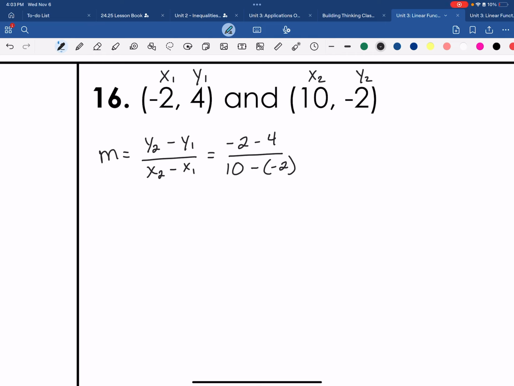Notice we did this at the beginning of the year. When I'm subtracting a negative, I make a point to put that negative in parentheses so that I don't lose a negative sign. So I have -2 subtract 4, which is -6, divided by, when I subtract a negative, it turns it into addition, 10 plus 2 now is 12. Again, the greatest common factor between 6 and 12 is 6. So I'm going to divide 6 by 6, and I'm going to divide 12 by 6, and I get -1/2.